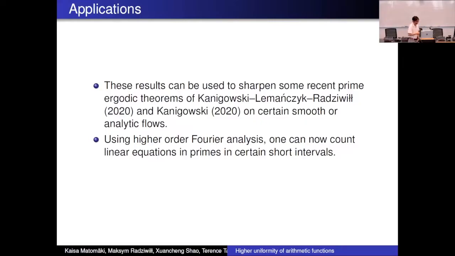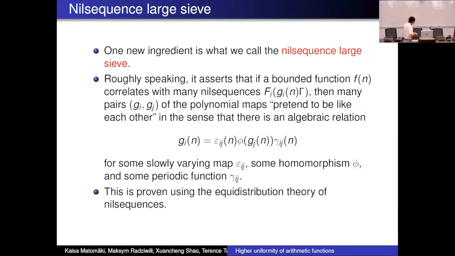By now-standard methods in higher order Fourier analysis, once you control these correlations with nilsequences, you can control these things called Gowers uniformity norms on short intervals, and then you can start counting linear equations in primes, or you can also count linear equations weighted by the Möbius function, and you can get various standard applications, which I will skip here for lack of time. Okay, so I'll just briefly talk about some of the ingredients that go into this type of work.